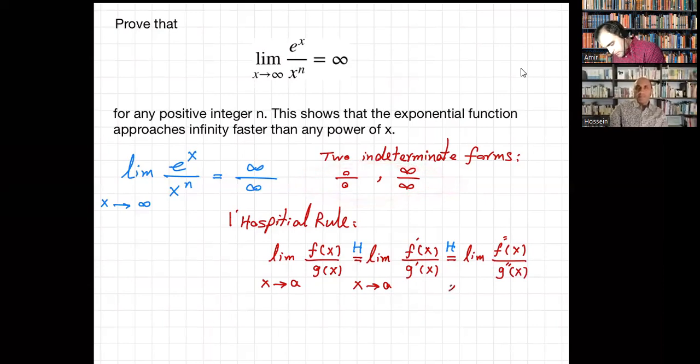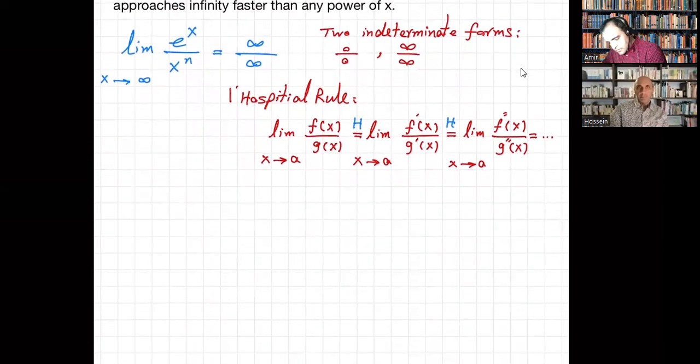So I can use it many times until I get a determinate form, which is like a number divided by 0 or 0 divided by a number. Given that L'Hôpital's rule, I'm going to use it for this function. Let me just write it down again.